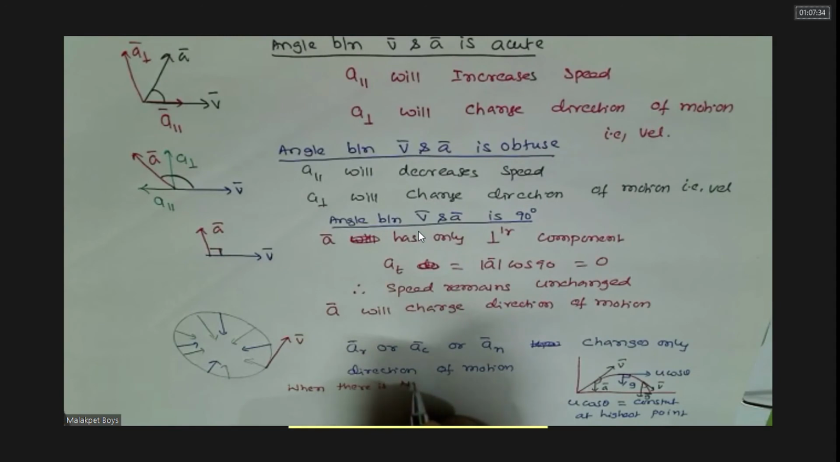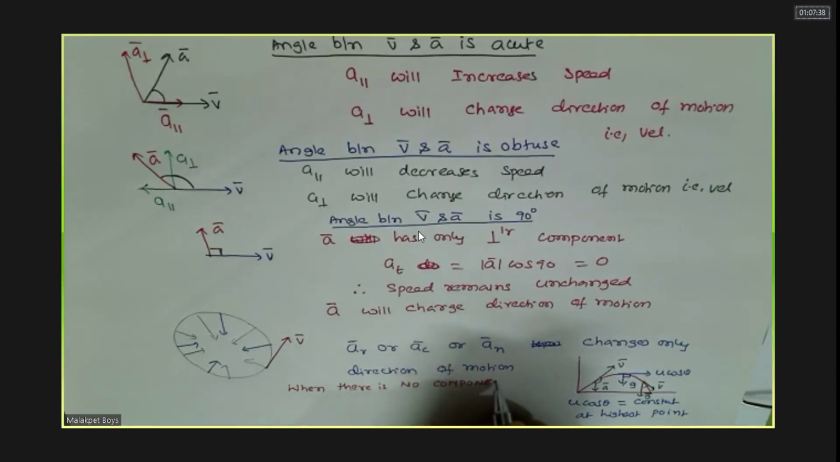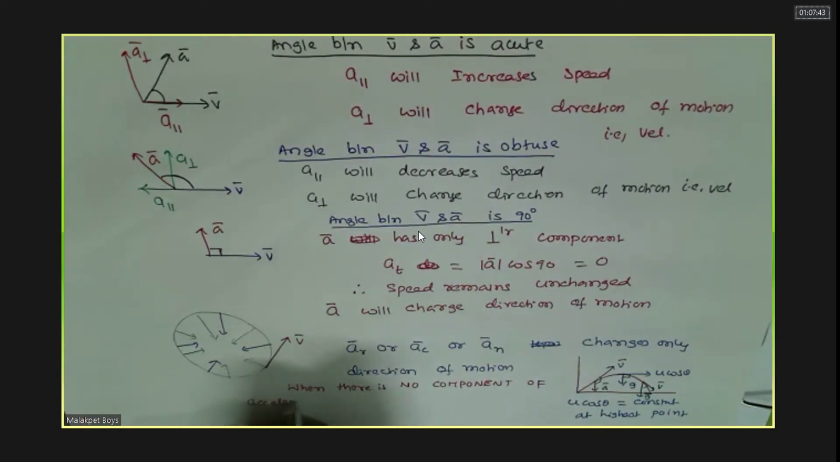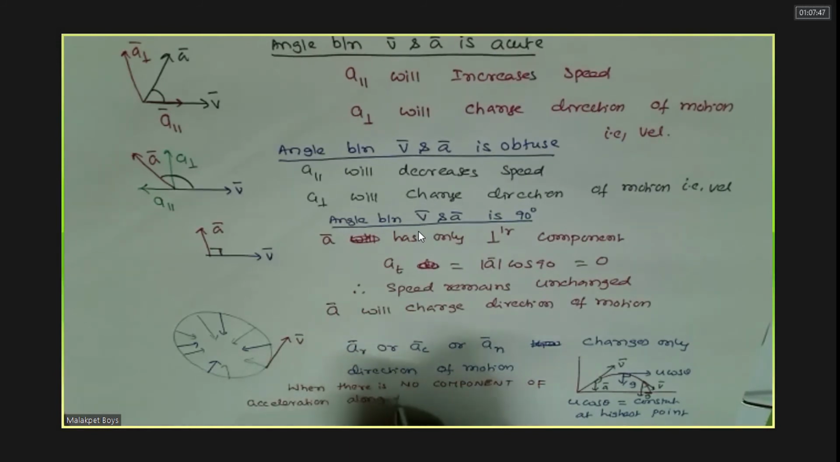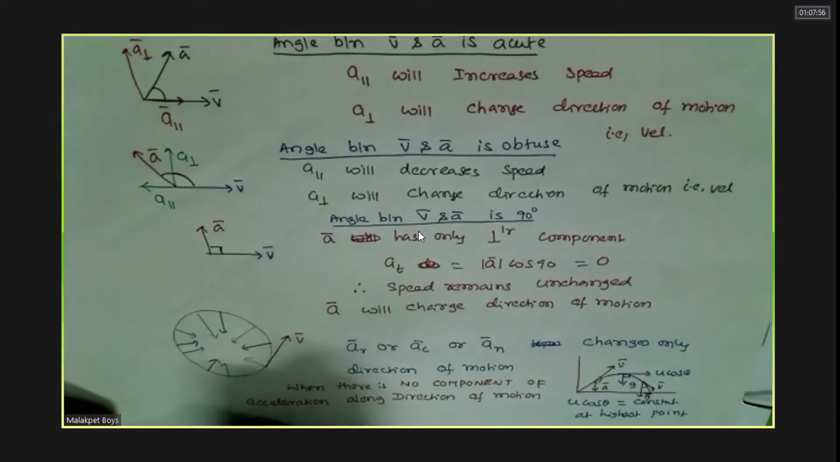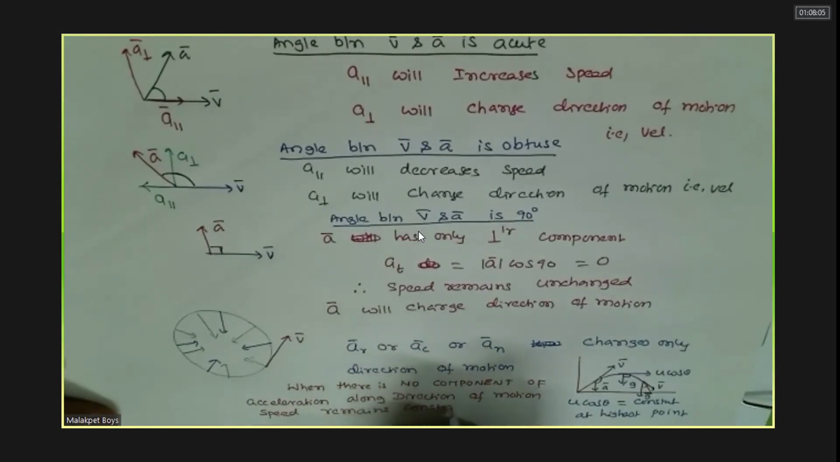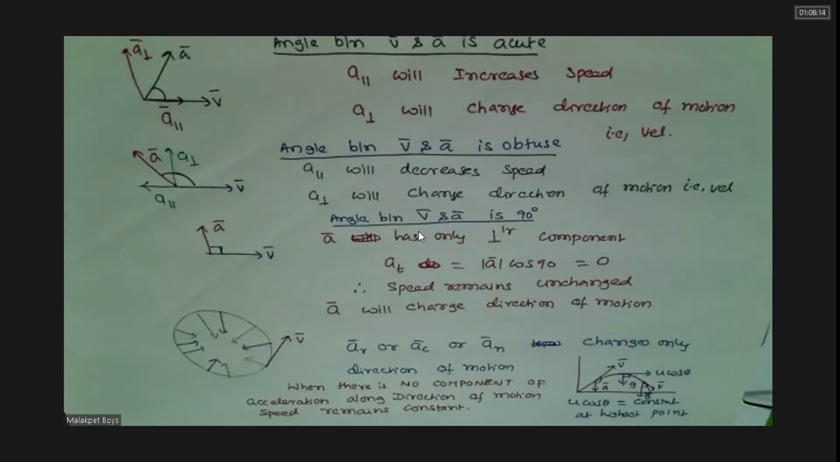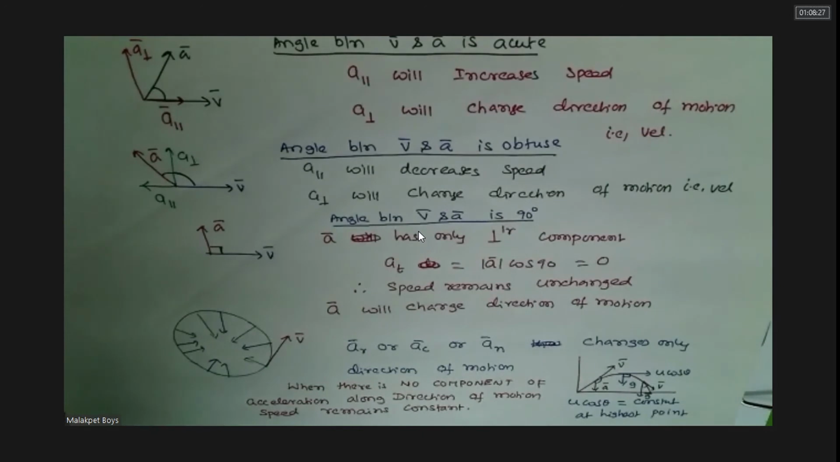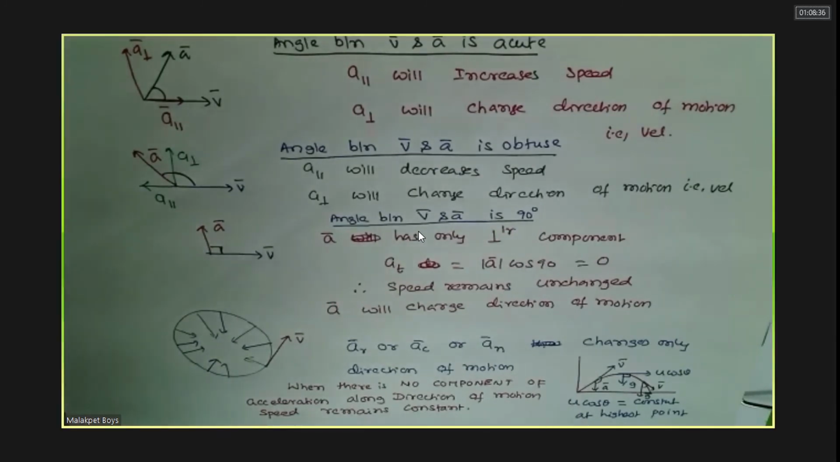When there is no component of acceleration along the direction of motion, what will happen? Speed remains constant. Understood till here? Is it clear now?